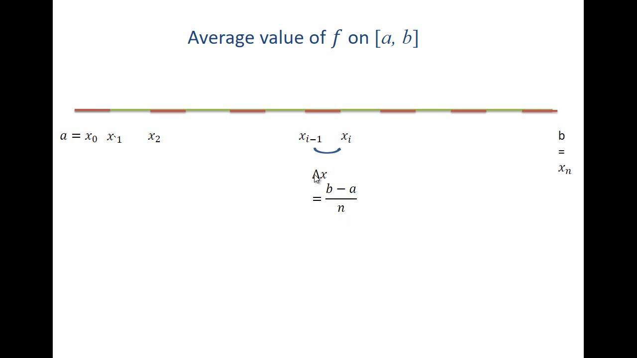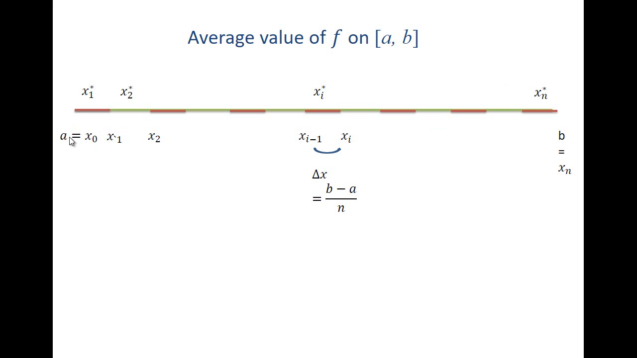Okay, so now we pick a point x1 star within the first subinterval. Then we pick x2 star within the second subinterval, and so on. We pick xi star within the ith subinterval, and within the nth subinterval we pick xn star. So we pick a test point in each of these subintervals, and so basically we are picking n points from these subintervals.